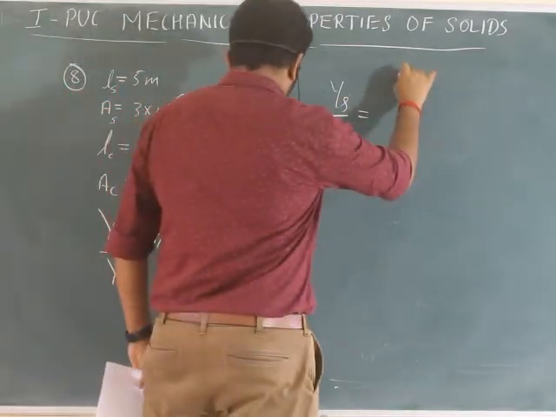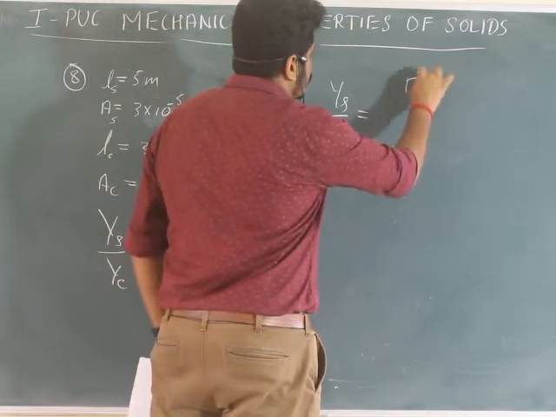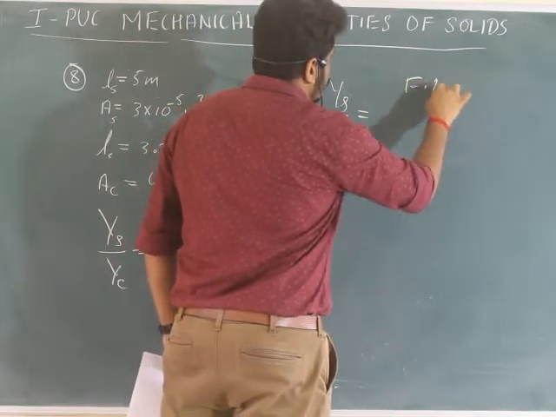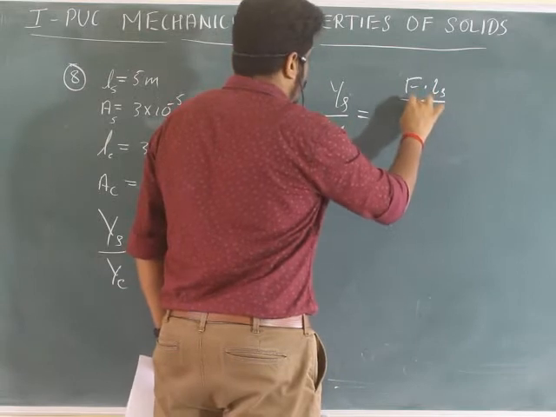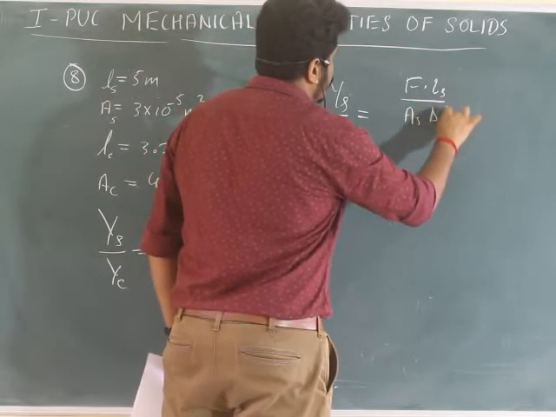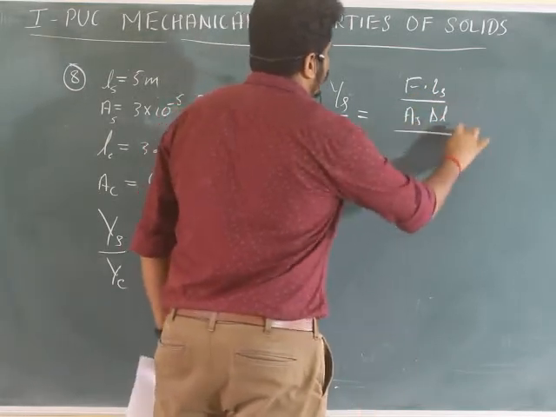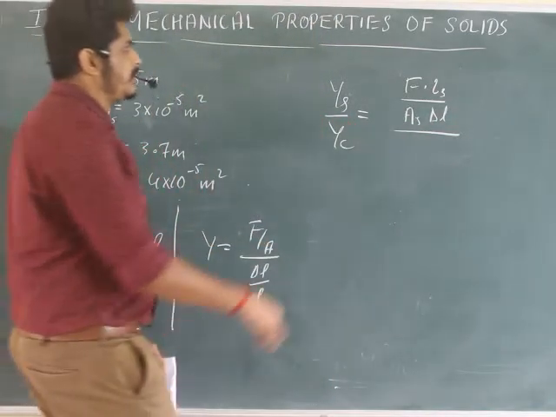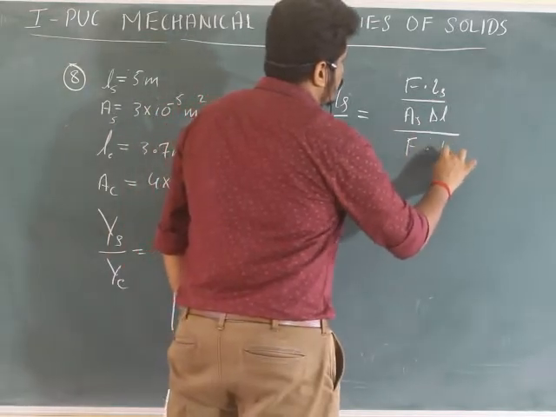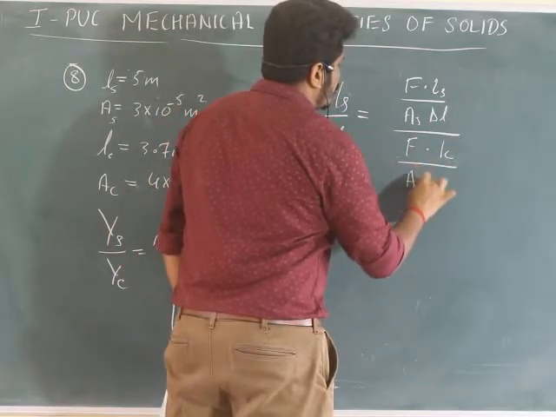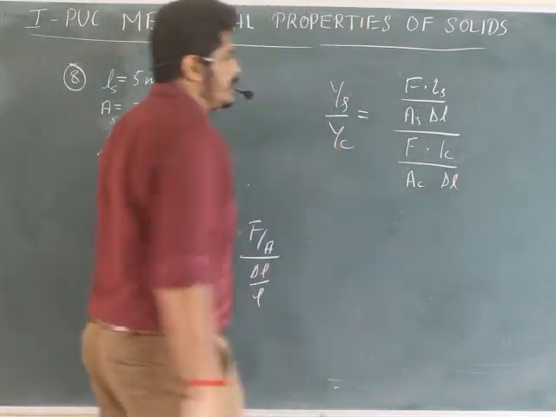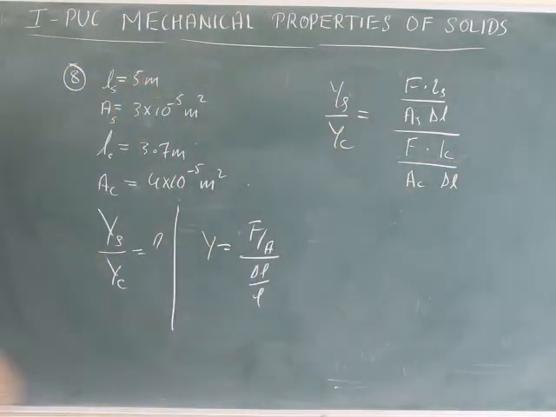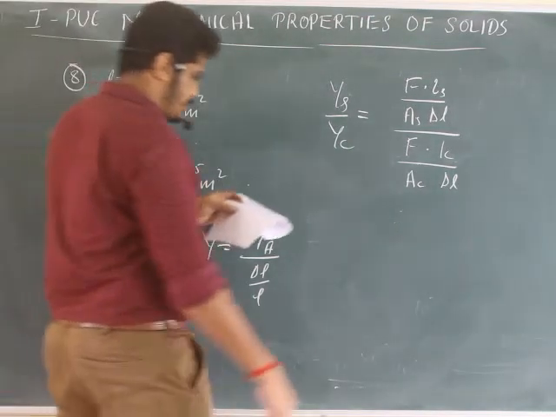Next, what is that substitution? Force into length of steel divided by area of steel into delta L. Stretched by the same amount, that's why. Next, force into L into C divided by A into C into delta L. Check that substitution. Okay, now finally what we can get is, substitute the values.